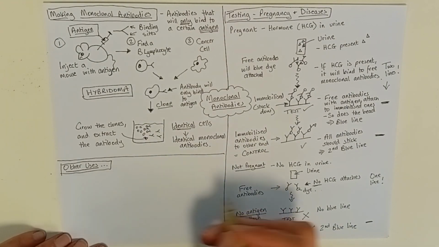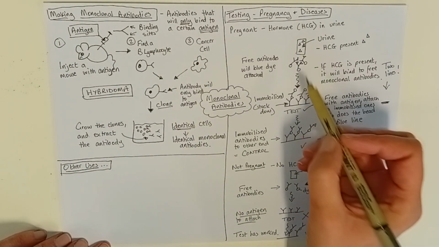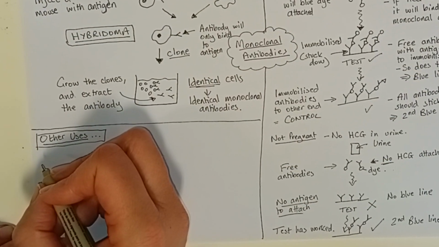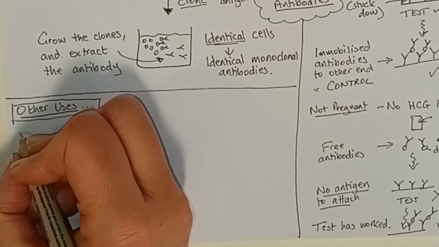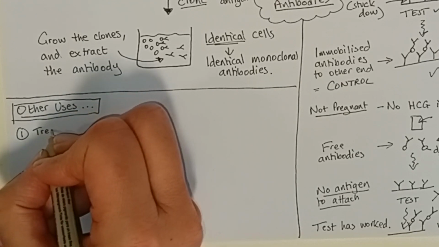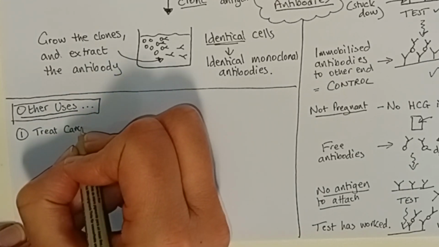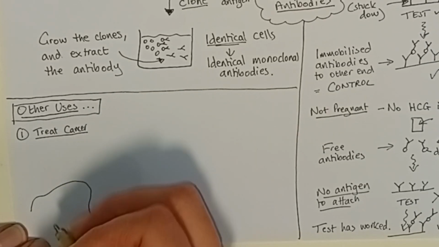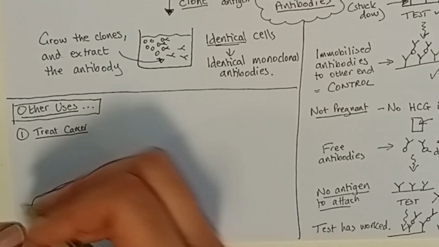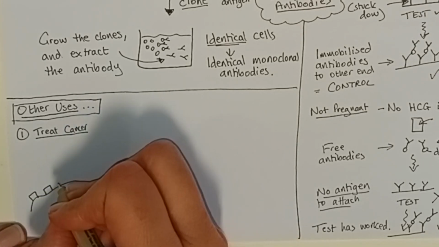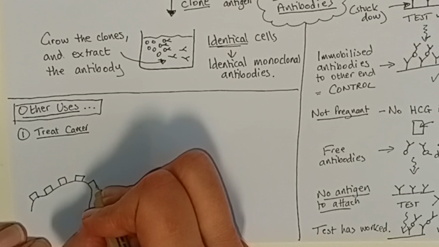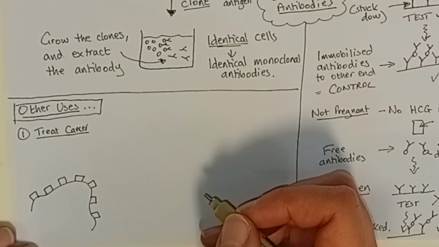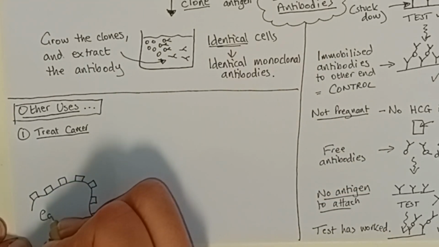Lastly then, because these antibodies are so specific and because they're so careful at what they attach to, we can use it to attach things to other things biologically. So we can use it, for example, to treat cancer. So here's our cancer cell. And cancer cells often have either more antigens than normal or weird cancer antigens. So there's often something different about a cancer cell on its surface membrane. So these are cancer antigens.